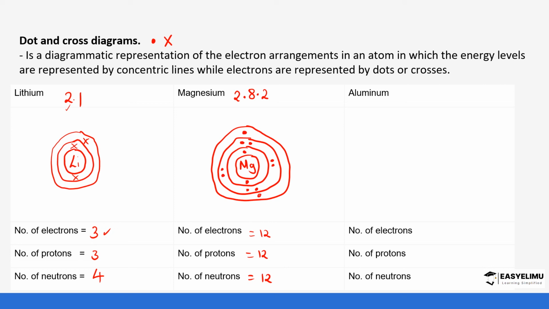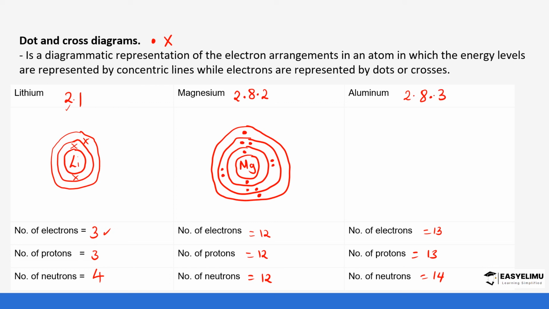And then let's go to aluminium. Aluminium is atomic number 13. It has 13 electrons and 14 neutrons. So when you look at the configuration of aluminium, it's going to be 2.8.3. The first two electrons go to the first shell, and then 8 electrons go to the next shell. So we have a maximum of 10, and the 3 that are remaining go to the last shell.